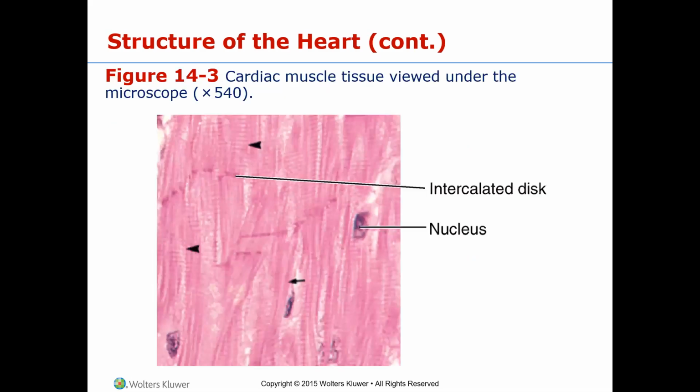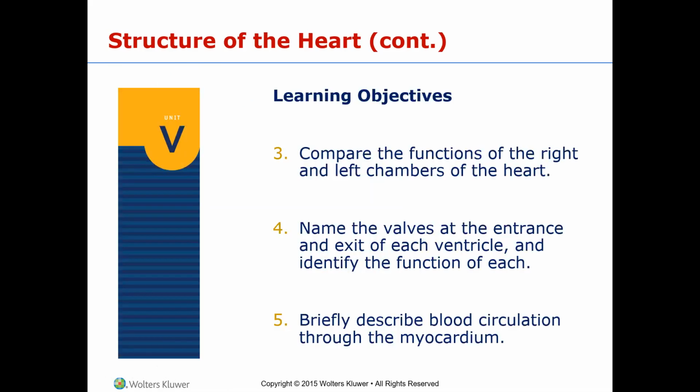So here, if you look at this microscopic view of a cardiac muscle tissue, you'll note here that you have the striations, which are actin and myosin. Then you have these intercalated discs, and those intercalated discs are, again, plasma membranes that are attaching the adjacent cells together, and then you have single nuclei for each one of those cells.